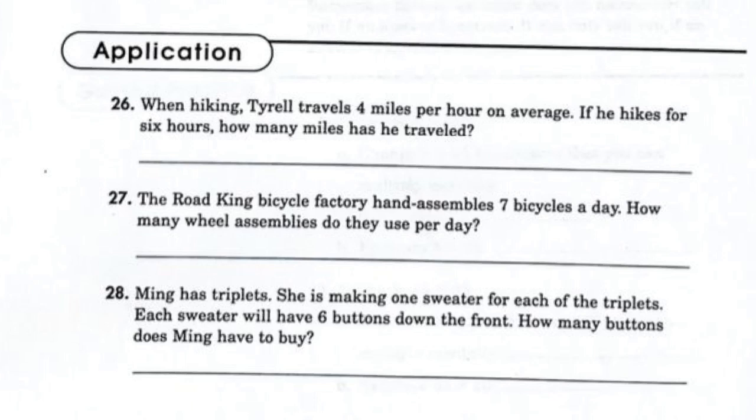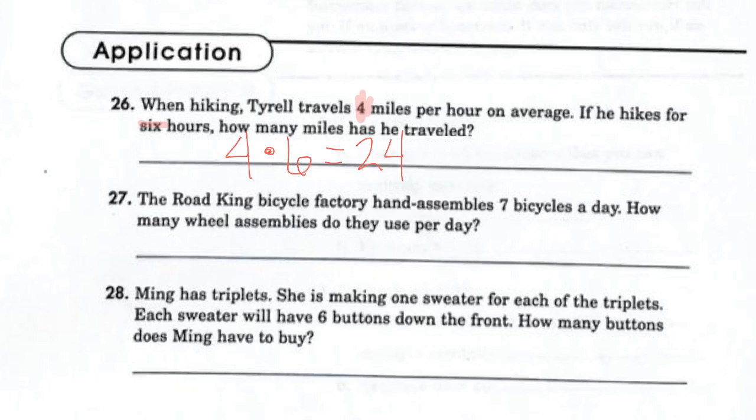When you get down to the application, these are word problems. So I like to use my highlighter and highlight my numbers. So I'm going to work through 26 with you guys, and then you're going to do 27 and 28 on your own. When hiking, Tyrell travels 4 miles per hour on average. If he hikes for 6 hours, how many has he traveled? Well, I have 4 miles and I'm traveling for 6 hours. So that's 4 times 6, which is 24.